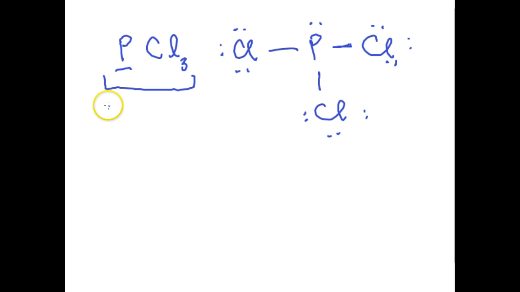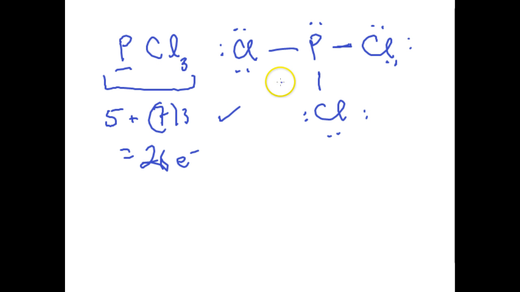Phosphorus is in group number 5A, so it has 5 valence electrons. Chlorine is in group number 7A, on some periodic tables it's called 17, but that's all right. It has 7 valence electrons, and there are 3 of them. So that's 26 valence electrons. So I've got 2, 4, 6, 8, 10, 12, 14, 16, 18, 20, 22, 24, 26. So that checks out. This is a good Lewis structure.